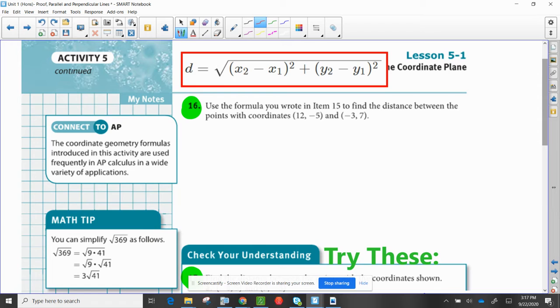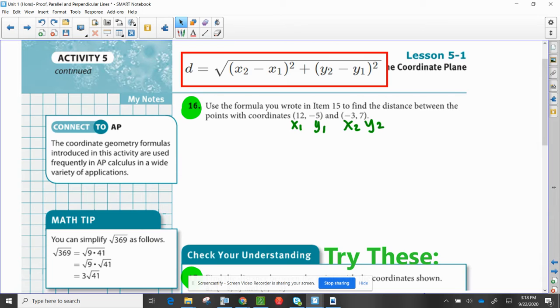So here we have 2 points, (12, -5) and (-3, 7). I'm just going to label these really quick. This is x1, that's y1 because it's our first ordered pair. There's x2 and there's y2 because that was the second ordered pair they gave me. We could interchange these. We could make the first ones x2, y2, and the second ones x1, y1. It doesn't really matter which one you label. Just label it as something and keep it consistent.